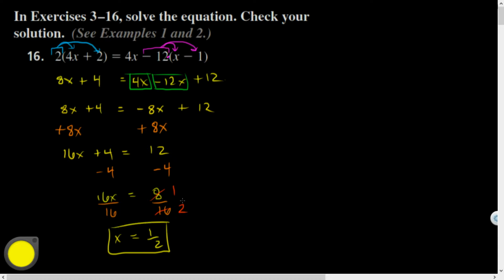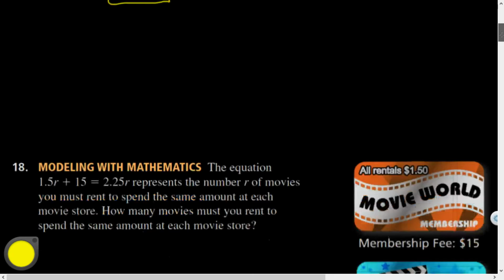All right, so notice, how many solutions does this problem have? One solution. There's one value that could go in here and work perfectly.